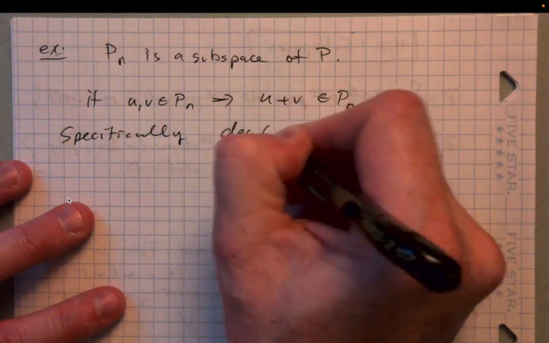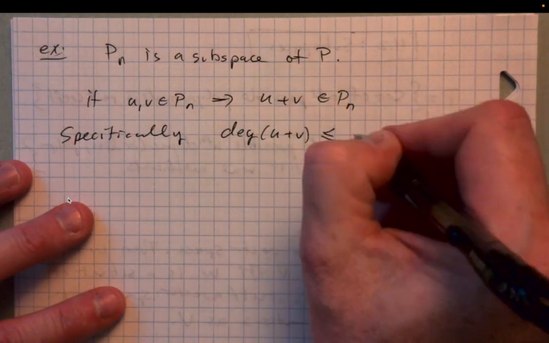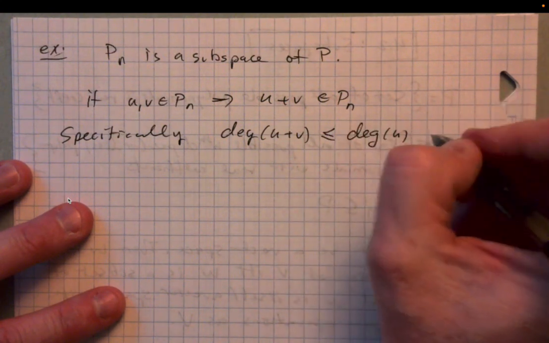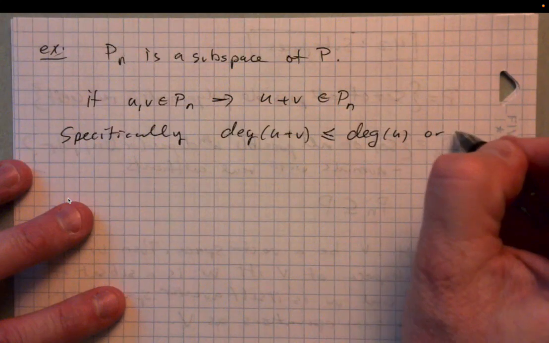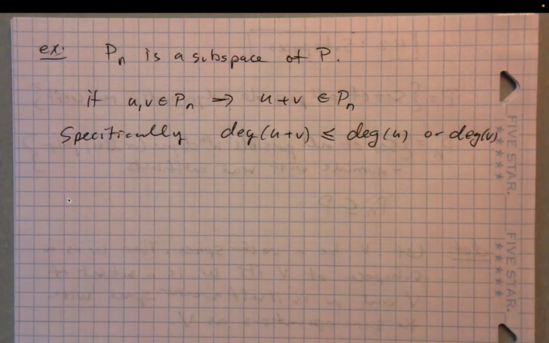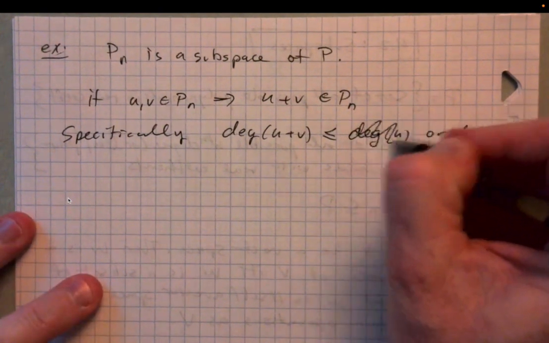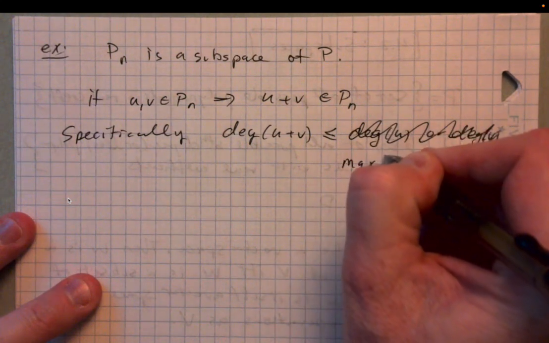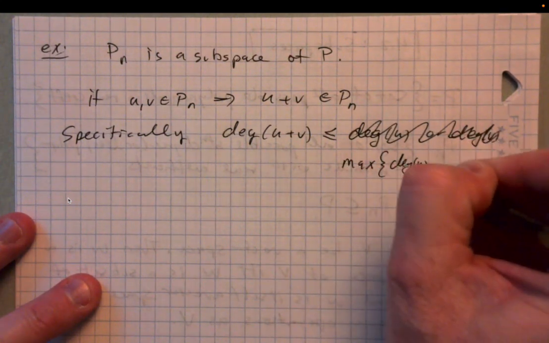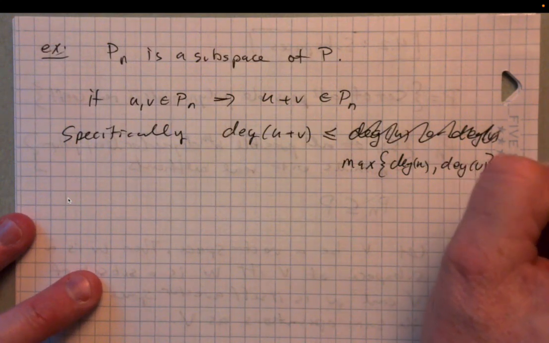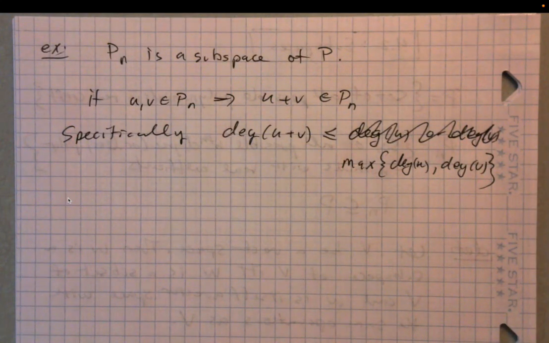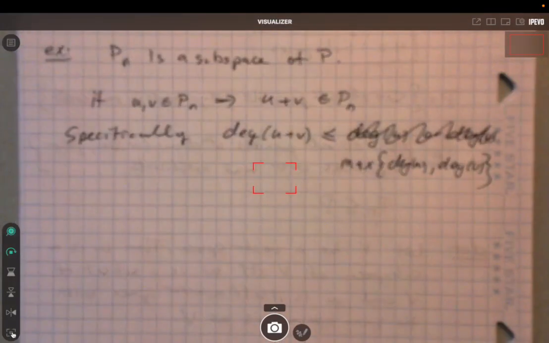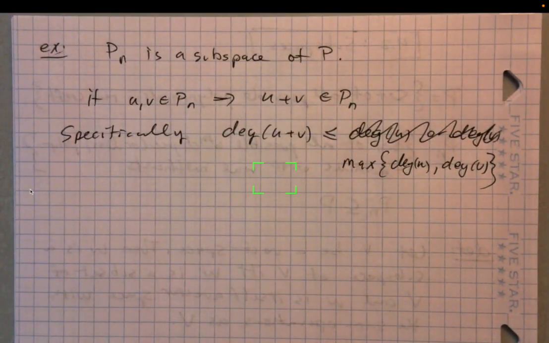So the degree of u plus v is less than or equal to the degree of u or v. Different ways to say this. The degree here, well, a better way to say it would be it's less than or equal to the max of the degree of u, the degree of v. That's a better way to say it. Okay, so the degree of the sum is less than or equal to the maximum of the individual u and v degrees.